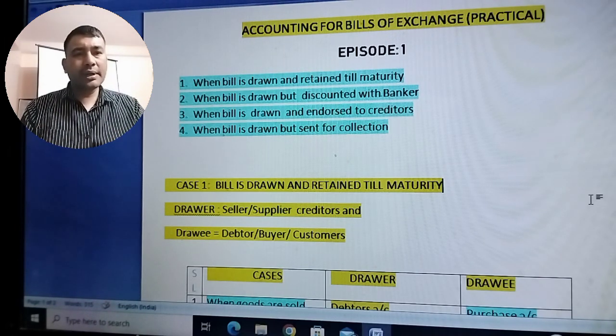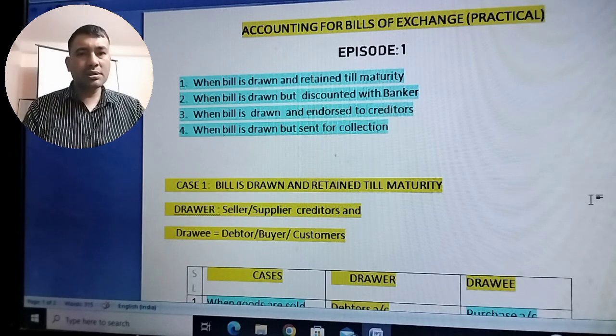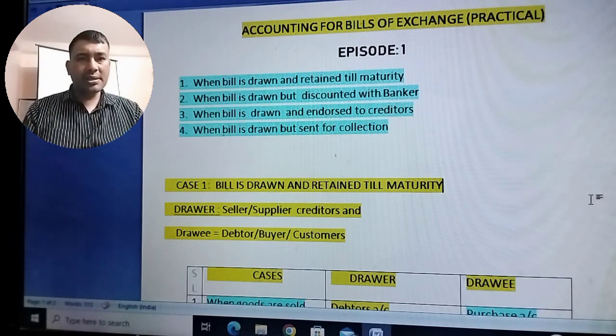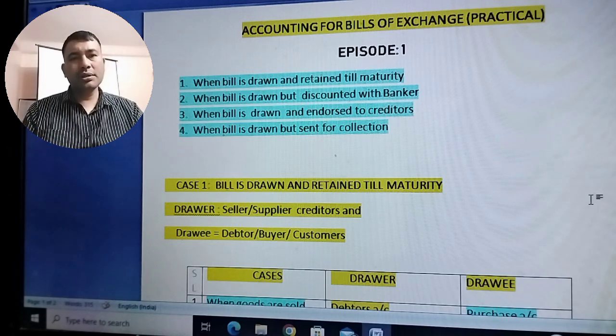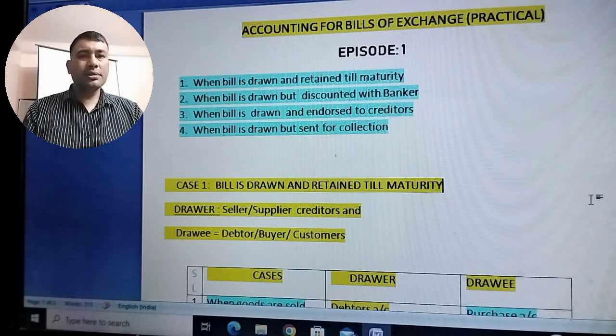In my first episode, I would like to start the practical class with a little introduction of theory also, because this is very essential while understanding the practicals. While dealing with bills of exchange, we all know there are three parties involved: one is the drawer, second is the drawee, and third is the payee. In most cases, the drawer himself is the payee, because the payee is the person who will be paid the amount on the due date, to whom the amount is payable.